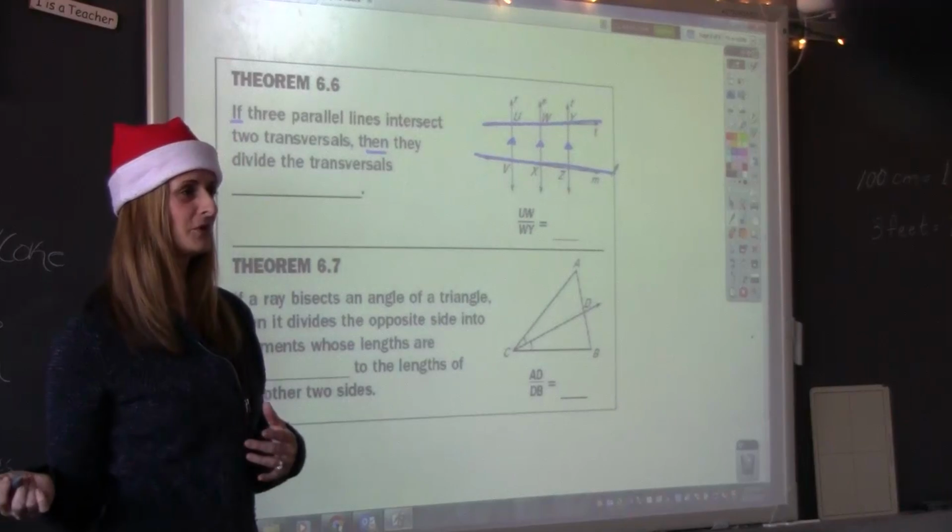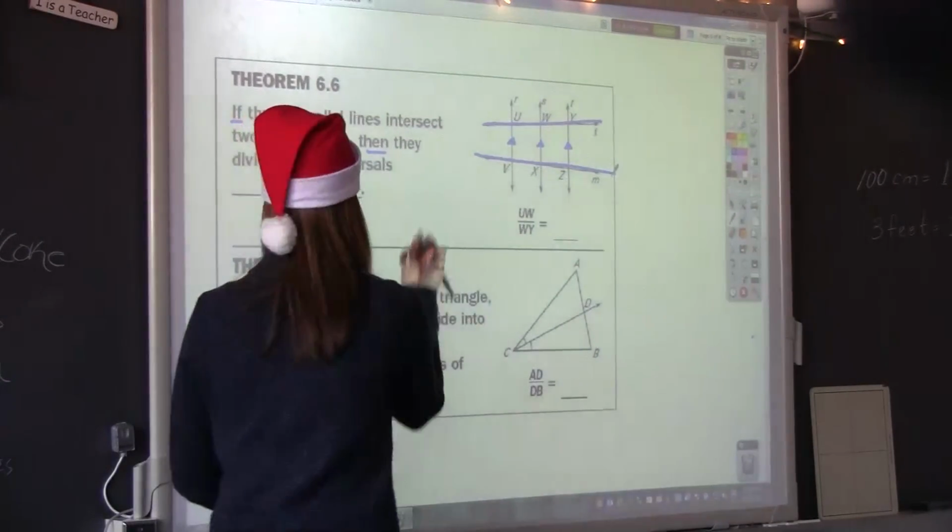How? What's the word for the chapter? Proportionally. There we go.